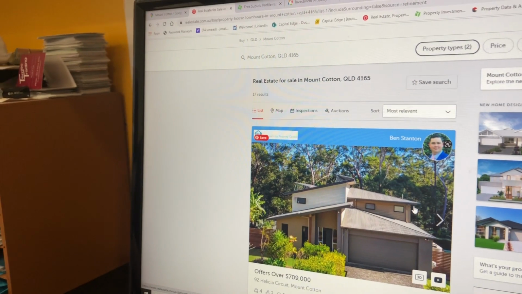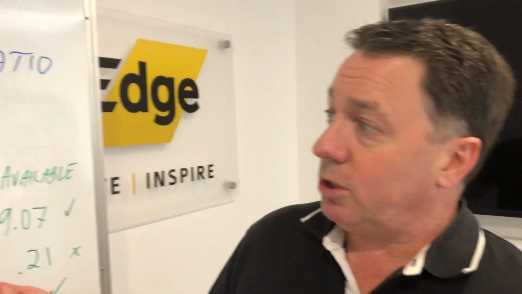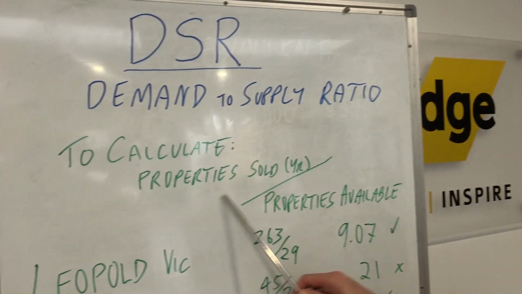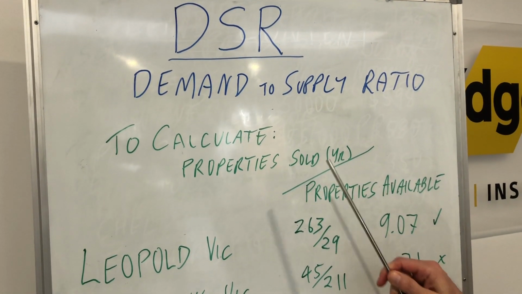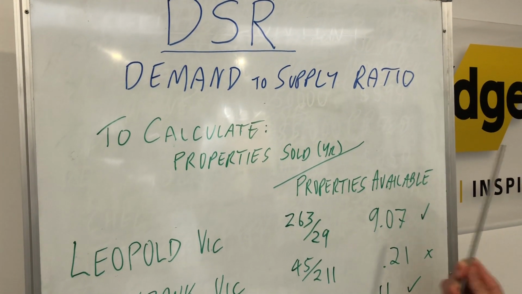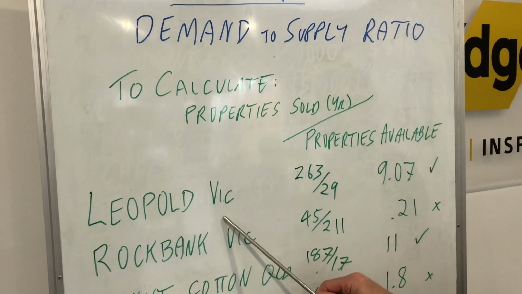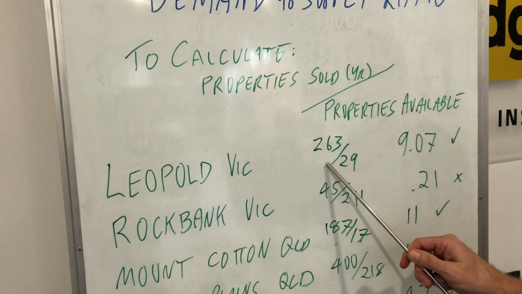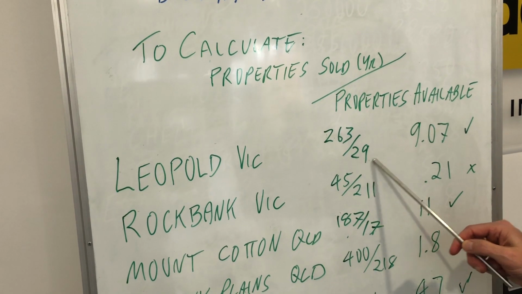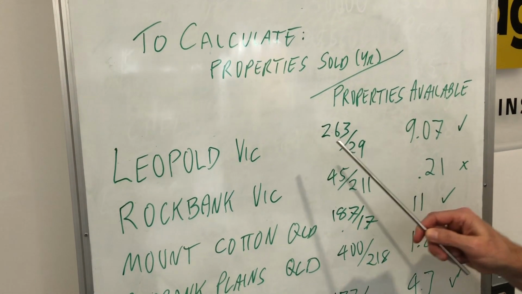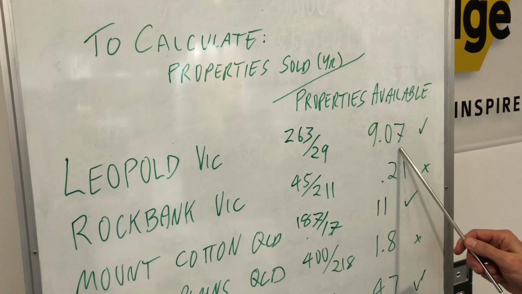Now, we're going to go across to the whiteboard and we're going to look at how those two numbers work to form your supply to demand ratio and the reasons why this puts pressure on housing prices if you get it right. The way we calculate the demand to supply ratio is quite simple. We just look at the properties sold on a yearly basis, as I mentioned before, divided by the properties available. So if we look at Leopold and Victoria, there's 263 properties normally sold every year. 29 are currently available for sale, and that's a ratio of 9.07.